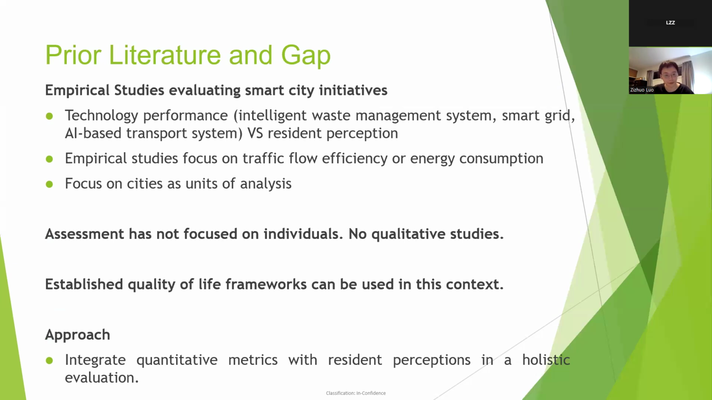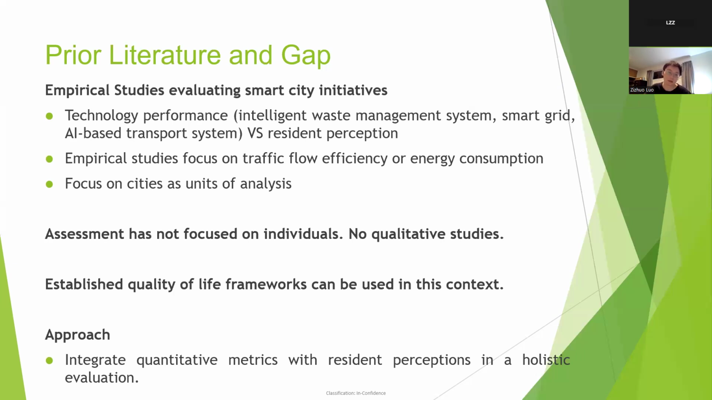Review of peer literature. The studies on the impact of smart city technologies focus on technical performance. For example, calculating how intelligent waste management systems efficiently recycle garbage, or examining how smart grids allocate power to reduce consumption.